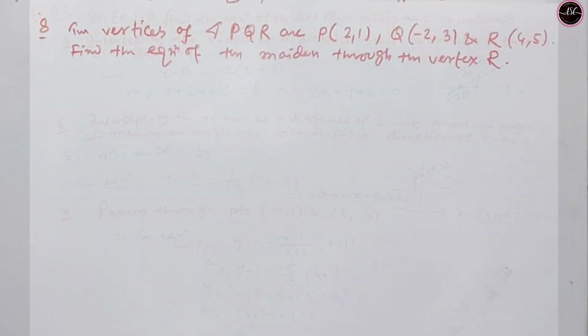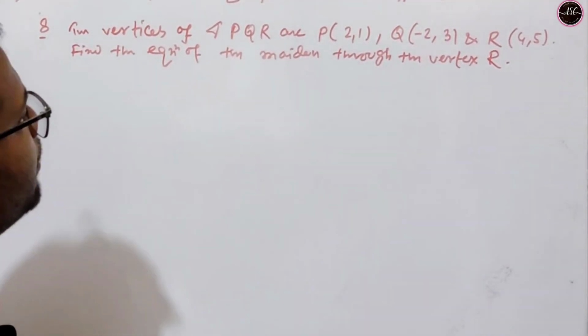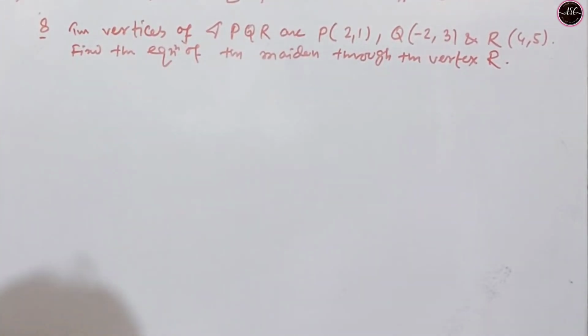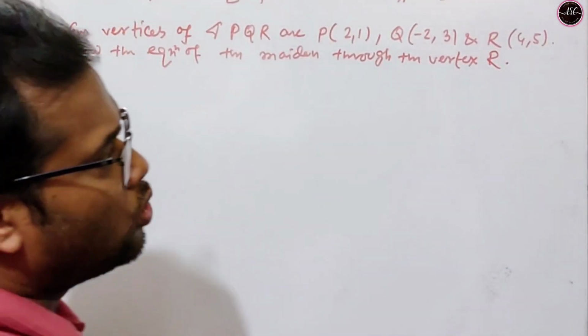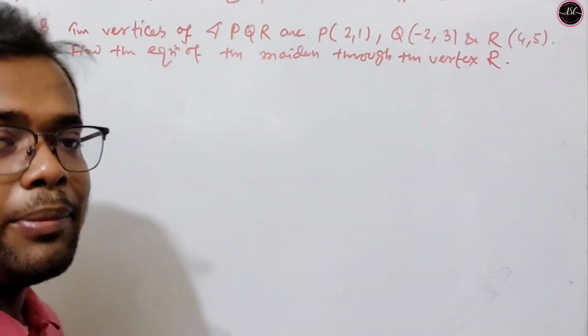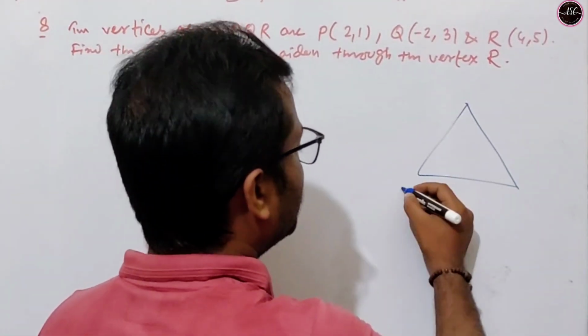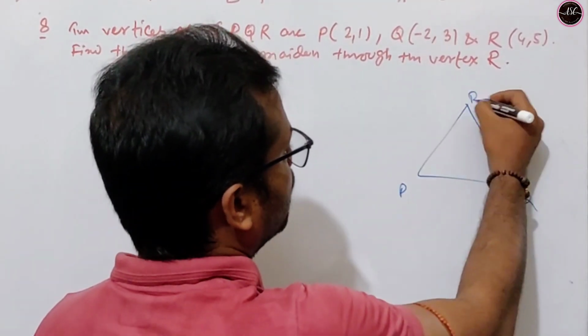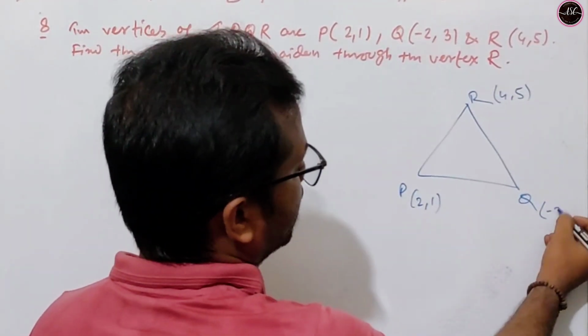Then look at this question. Find the equation of the line when the vertices of triangle PQR are P equal to (2, 1), Q equal to (-2, 3) and R equal to (4, 5). Find the equation of the median through the vertex R. So just look here, this is the triangle PQR. R is (4, 5), P is (2, 1) and this is (-2, 3).